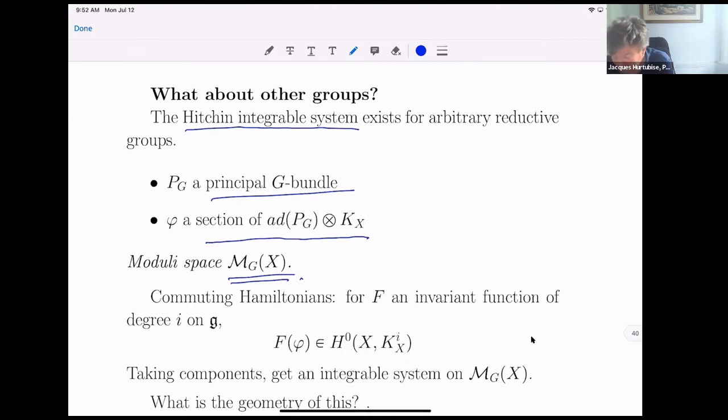You'll again have commuting Hamiltonians because you take basically all the invariant polynomials on the Lie algebra, and you apply them to the Higgs field. And you'll get forms which you can then decompose into components. And it's a computation of, I think, Hitchin that shows that these give you an integrable system. In other words, there are lots of them, and there's just enough.